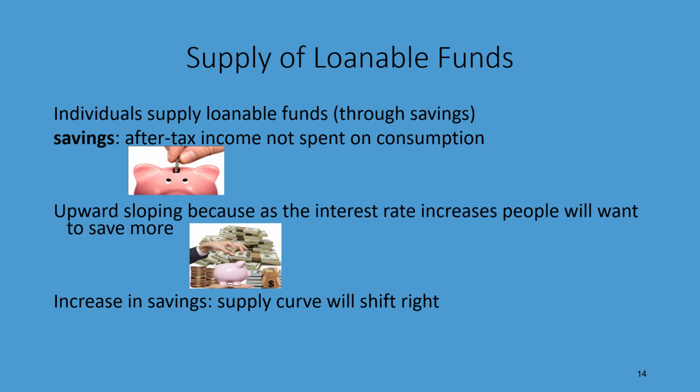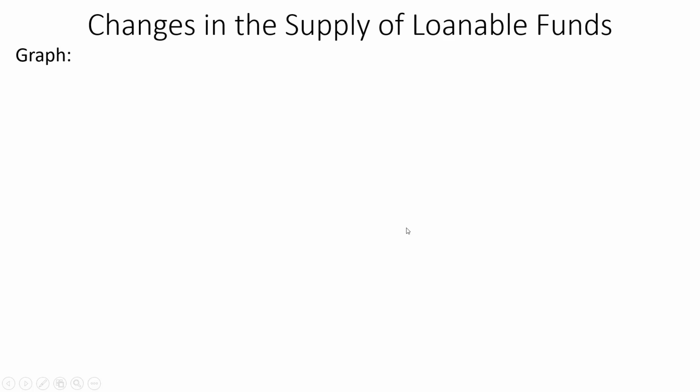Now, an increase in savings is of course a shift to the right, and a decrease in savings is a shift to the left. As always, all increases are shifts to the right, all decreases are shifts to the left. So let's go ahead and take a look at what that supply of loanable funds graph looks like.